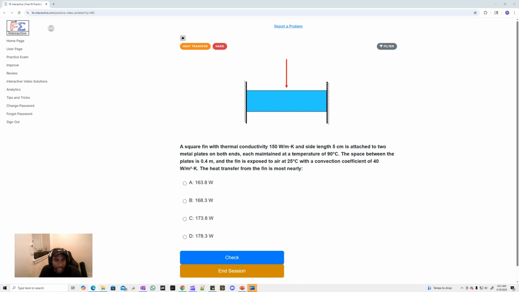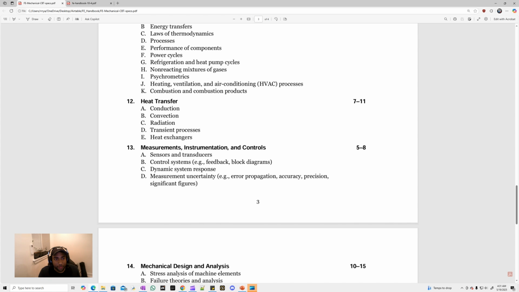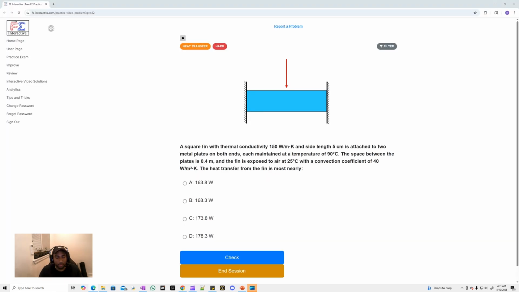If you're new here, my name is Ryan, and today I want to solve this FE exam heat transfer problem for you step by step and make sure that we're referencing the official FE reference manual. If we check in the FE mechanical specification, this problem is related to subsection A and B in the heat transfer section, conduction and convection, but it's mostly a conduction problem. Okay, we're going to jump right into the solution and really refresh those fundamentals.